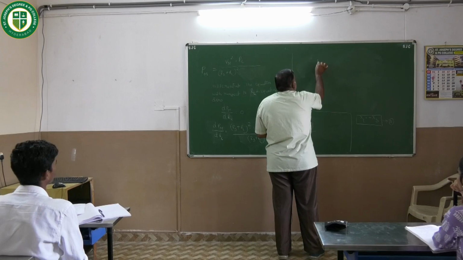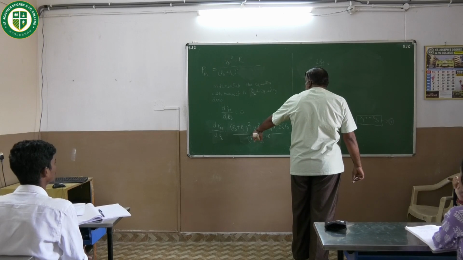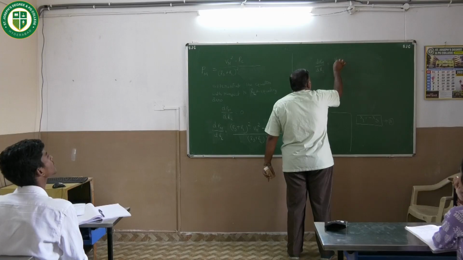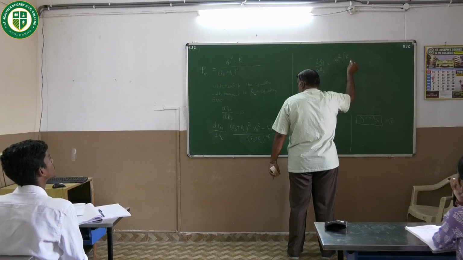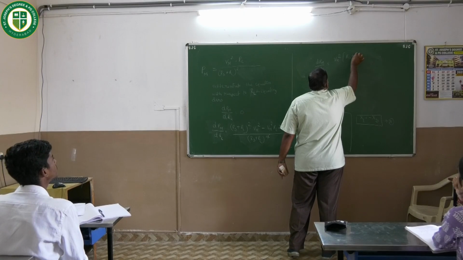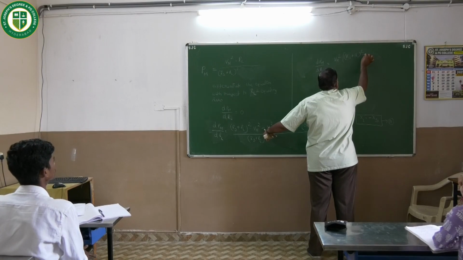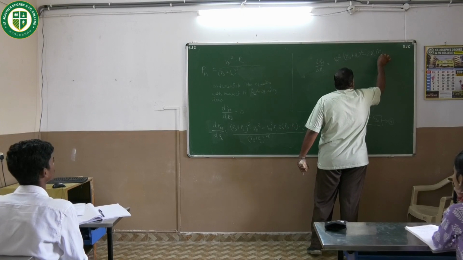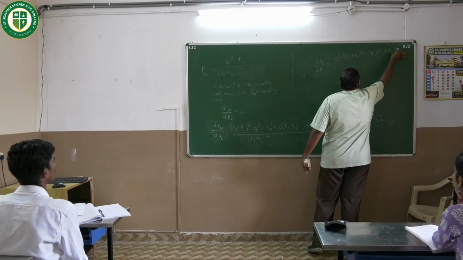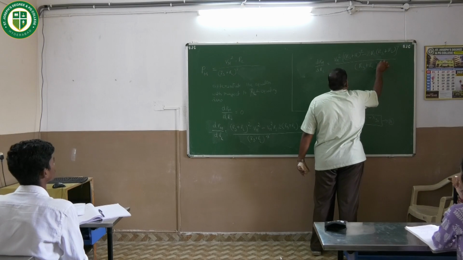So now dPm by dRL is equal to, I will take Vm square common. Vm square, if I take a common, it is going to be Rs plus RL whole square minus 2RL into Rs plus RL by Rs plus RL whole power 4.